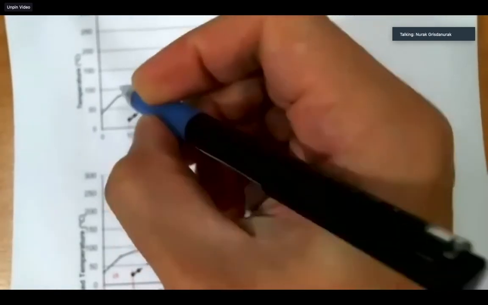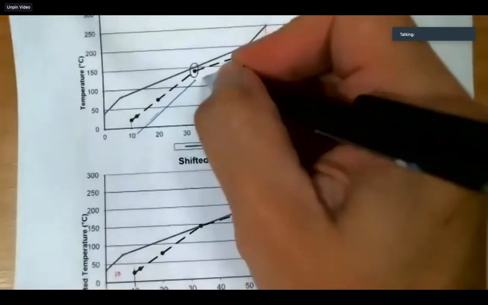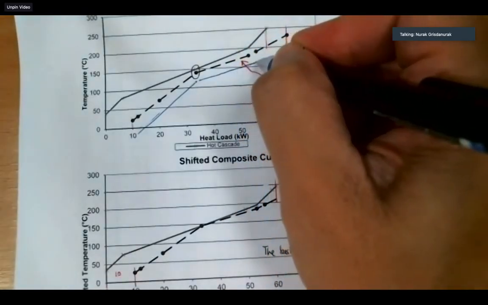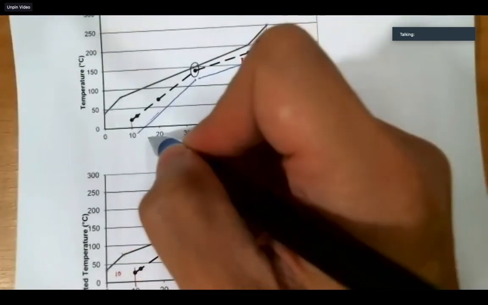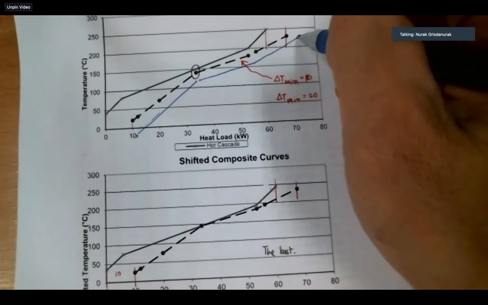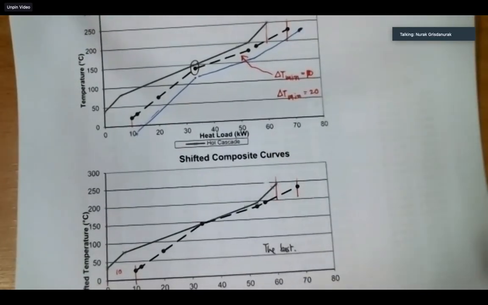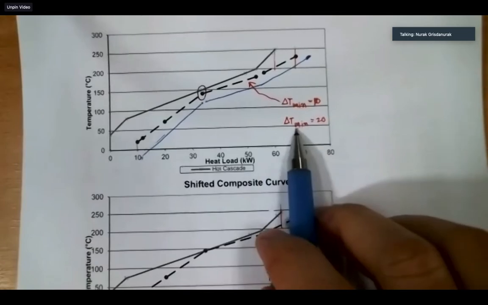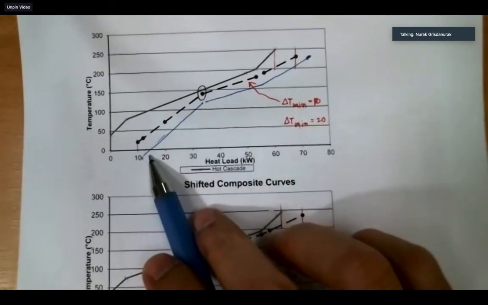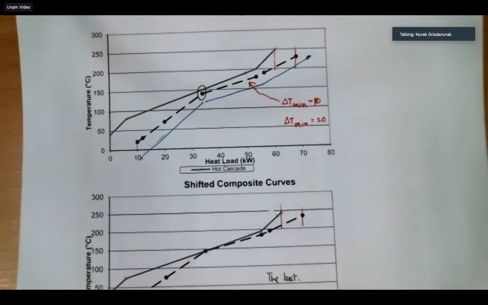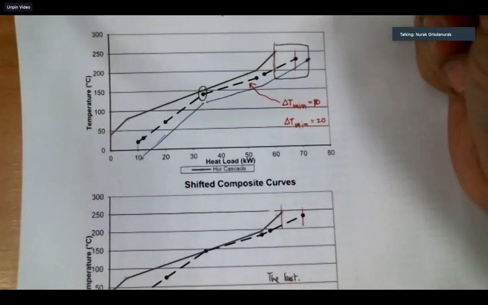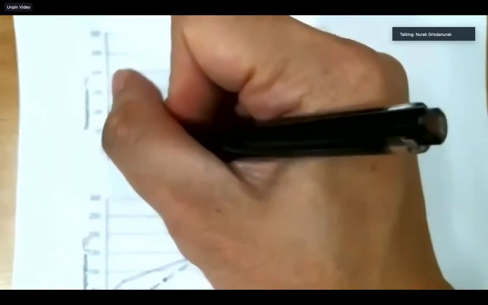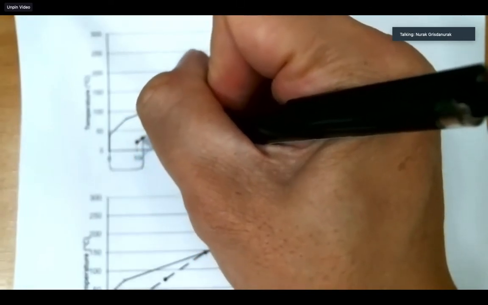What do you think? If you set the delta T mean equal to 20, what do you think? You require to have more delta hot utility, and you require to have more cold utility.